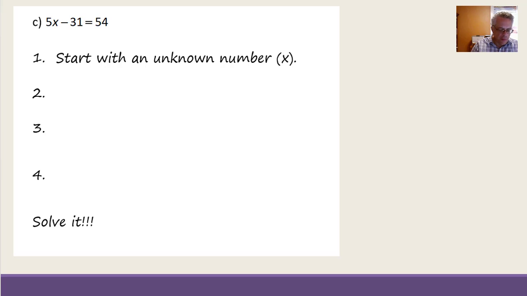All right, here's another one. We are multiplying by 5, and we're subtracting 31. So order of operations says we're multiplying by 5 first. So we're starting with an unknown number x. That's our starting number. We're multiplying by 5. And then we're subtracting 31. So minus 31. And the result is 54.